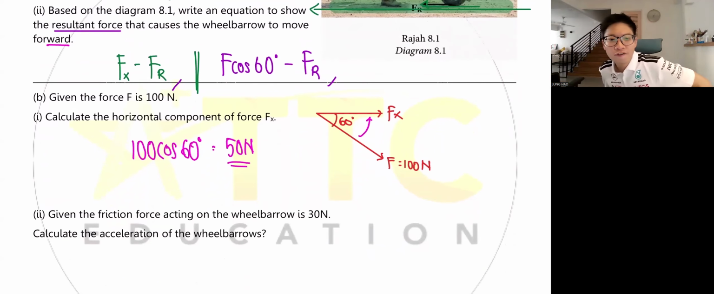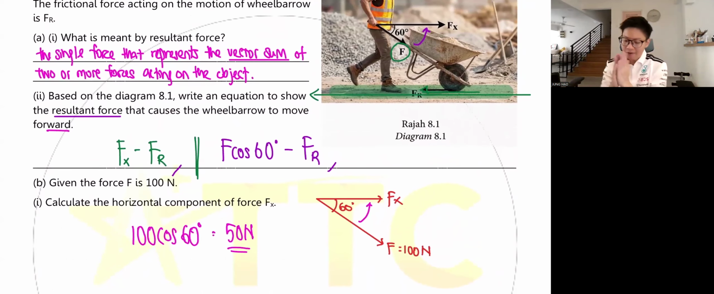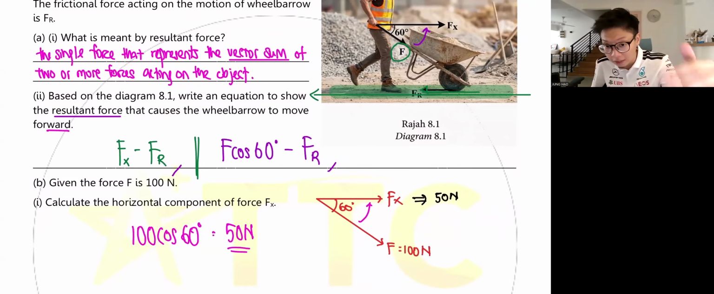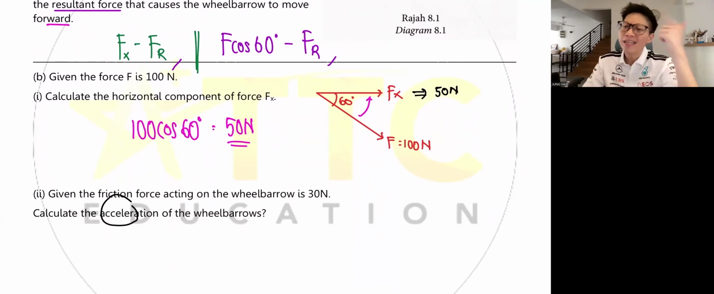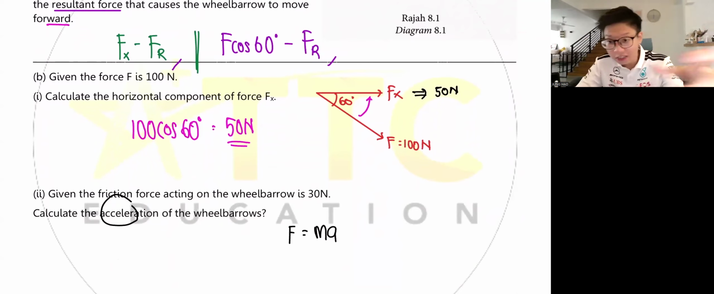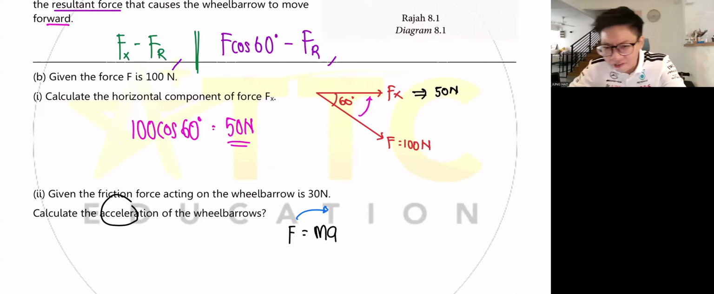Finally, given the frictional force of the wheelbarrow is 30 Newton, what is the acceleration of the wheelbarrow? Now let's go back to the top part. I already know the total horizontal force is 50 Newton because I've calculated 100 cos 60. Now, if I want to find acceleration, in physics formula, force and acceleration is always F equals ma, right? But what is F? Guys, what is F?